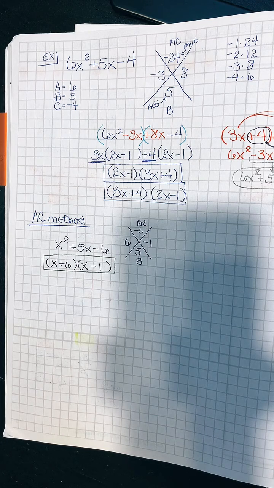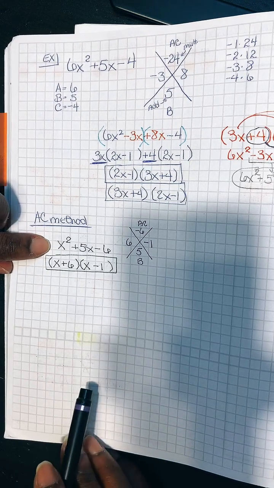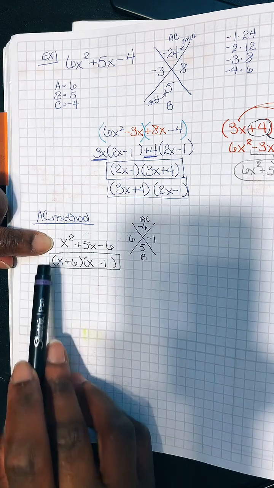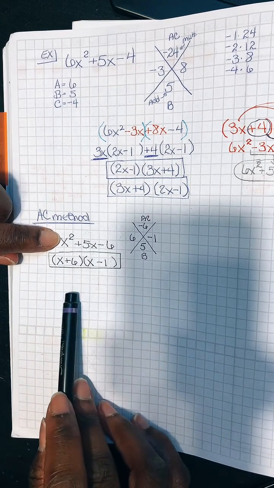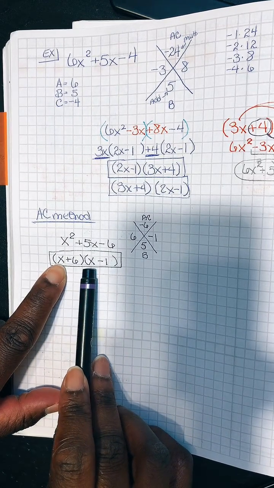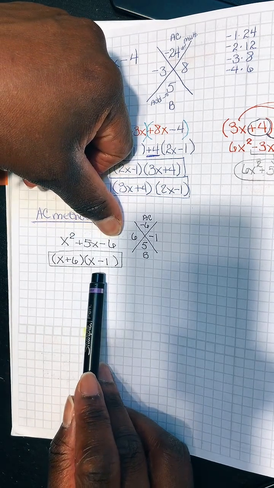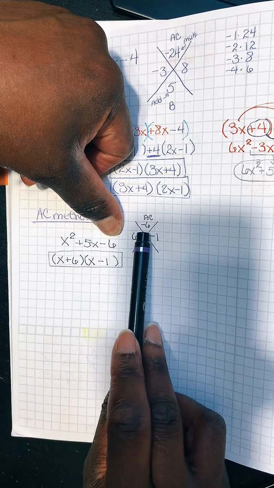And how did this matrix work? Because here's the thing. Your leading coefficient is 1. If your leading coefficient is 1, we all know that 1 times 1 is going to give you 1. So right away, I can just split my x's.